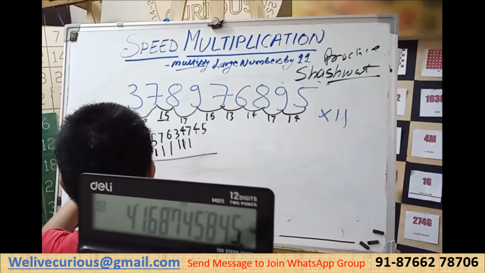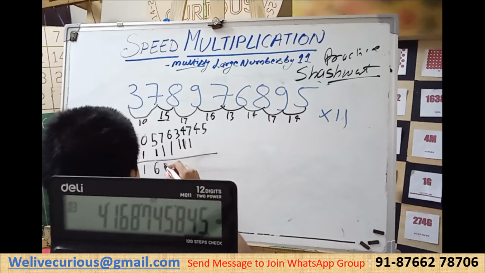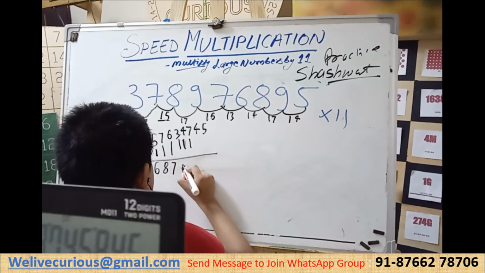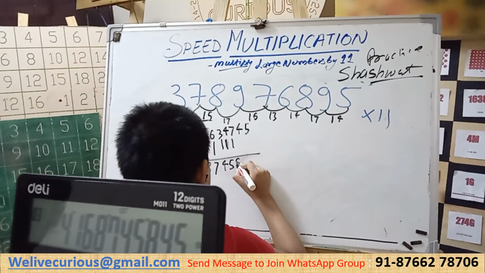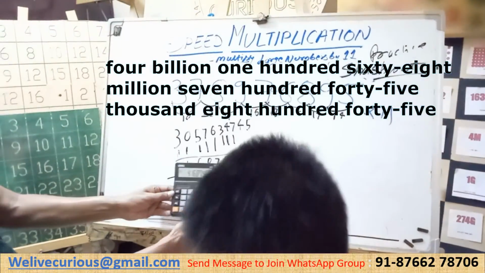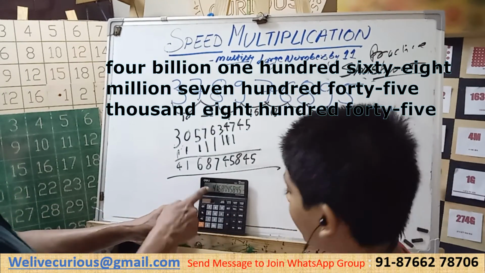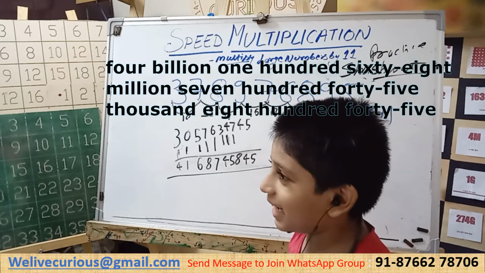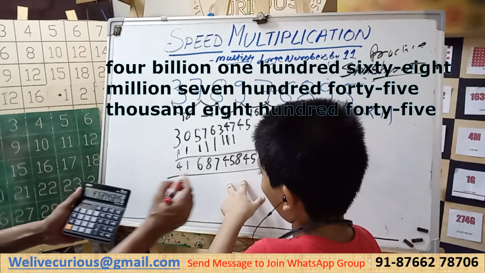So I'm just going to announce it. 4, 1, 6, 8, 7, 4, 5, 8, 4, 5. I wanted to say that the calculator is working, and I wanted to say 4, 1, 6, 8, 7, 4, 5, 8, 4, 5. No, I just wanted to say that.